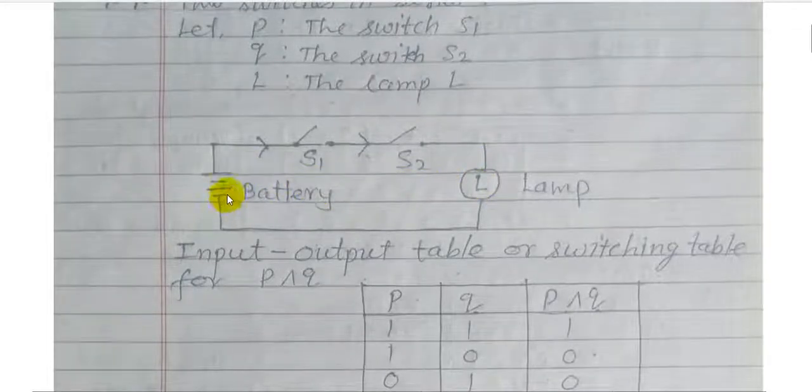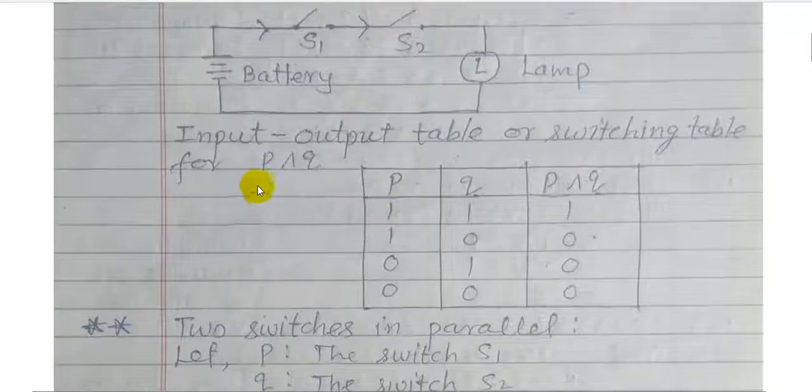So first we draw here a battery and there is switch S1, switch S2 and lamp L. Now the connection is completed. I have to show an arrow and here also an arrow. Current started. So what is the input output table or switching table for P and Q? This is the connection, means for the AND we write continuously in the same line. There are two switches, the switch S1 and switch S2.